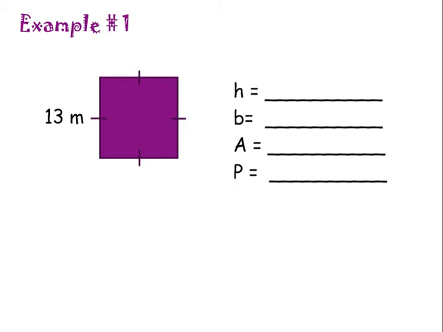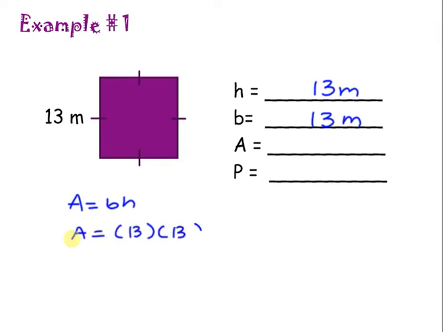So example 1, here we have a square, and you know it's a square because of these tick marks here. They show that all 4 sides are the same. So the height is 13 meters, and so we know our base is also 13 meters. And so our formula, which we always write, is area equals base times height. So area equals 13 times 13, which gives us area equals 169. And when we write our final answer, it's 169 meters squared.